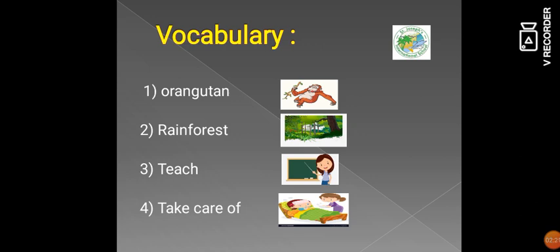Again, from the beginning, number 1, orangutan, and it lives in the rainforest. Number 3, teach, and teach is the job of the teacher. Number 4, take care of. We said that take care of is when someone looks after you. When you are sick or you're ill or you need help, this is take care of. Let's continue.